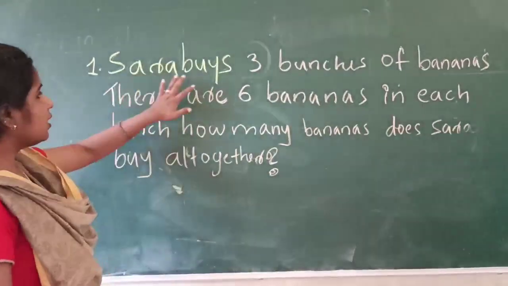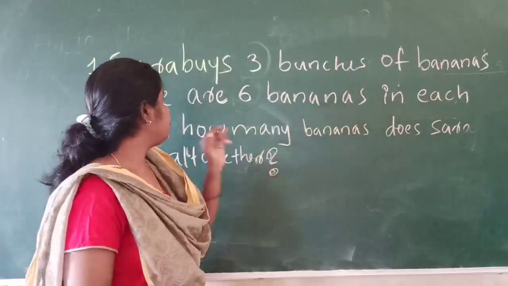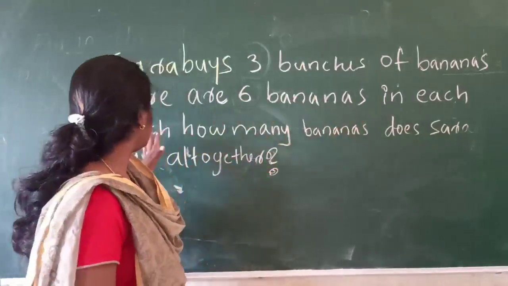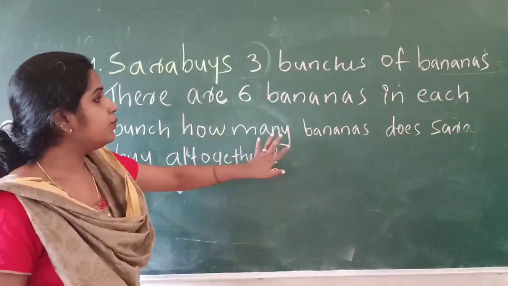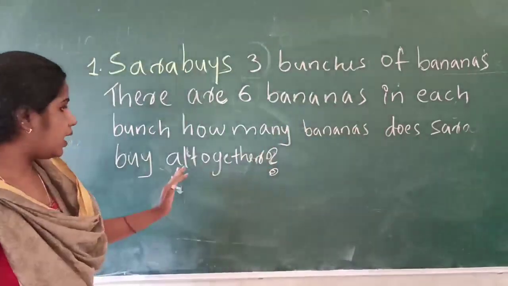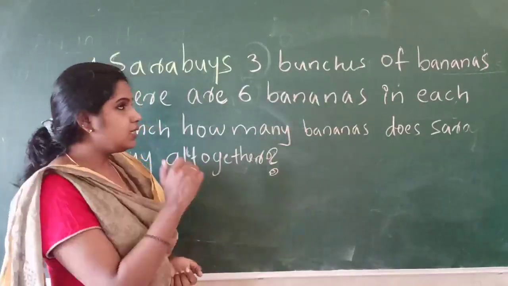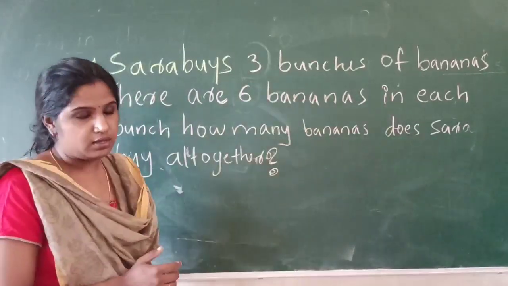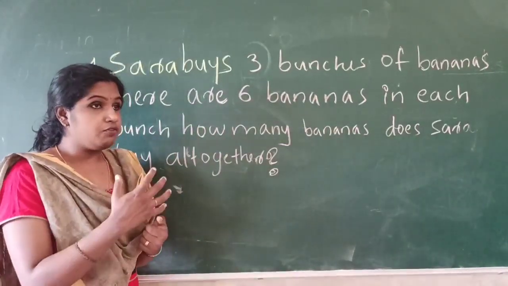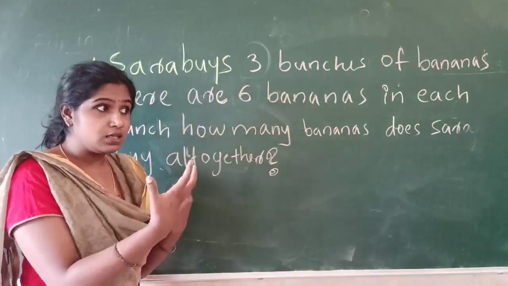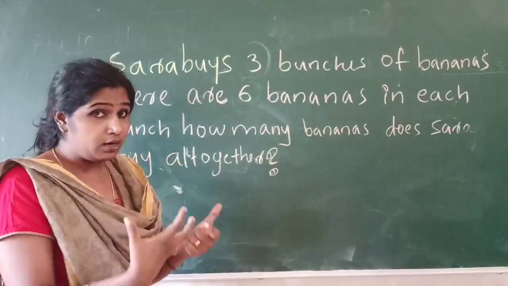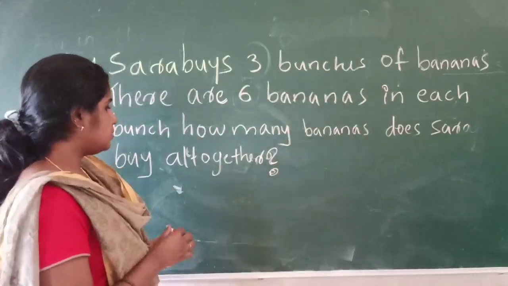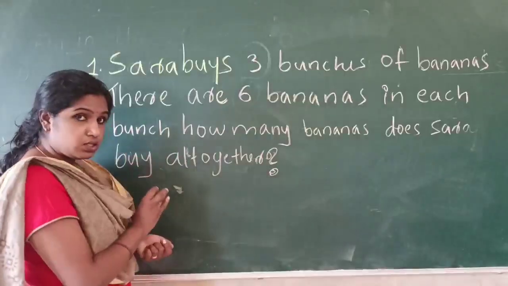Sarah buys 3 bunches of bananas. There are 6 bananas in each bunch. Then how many bananas does Sarah buy altogether? Let's draw some bananas. In the market we know we buy bananas as bunches. In one bunch there may be many bananas. Let's say Sarah buys 3 bunches of bananas.